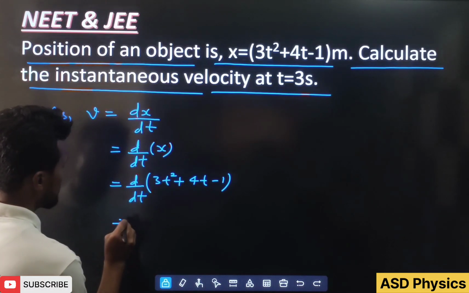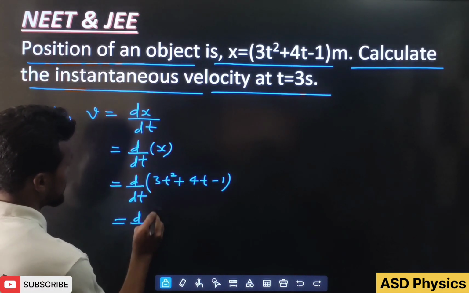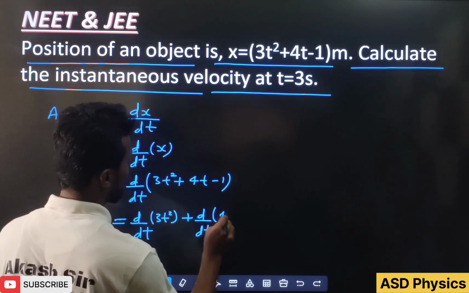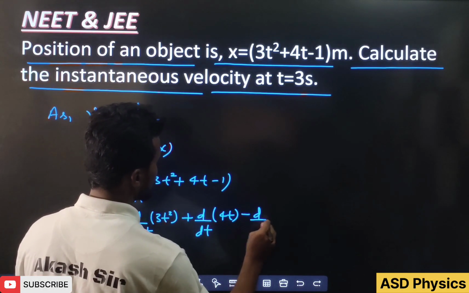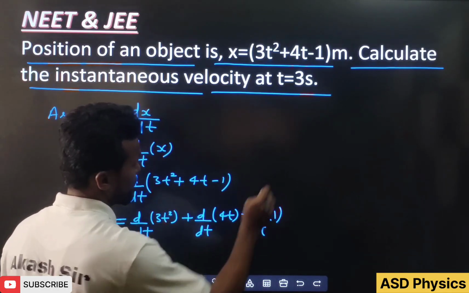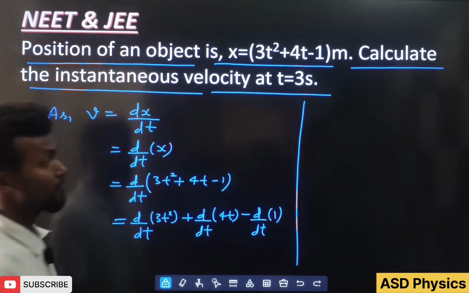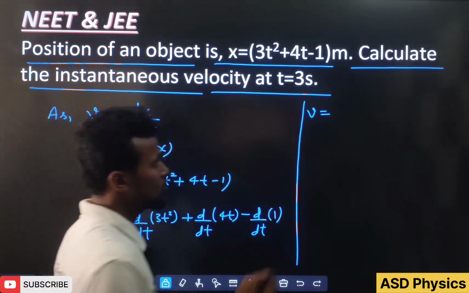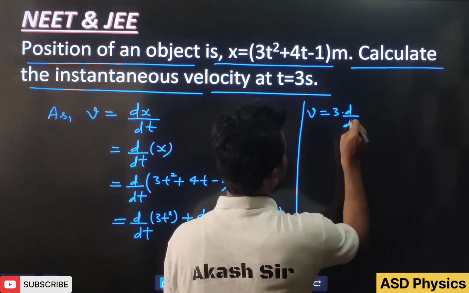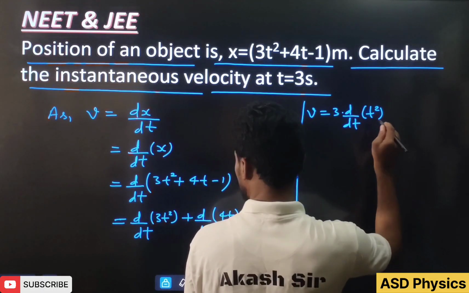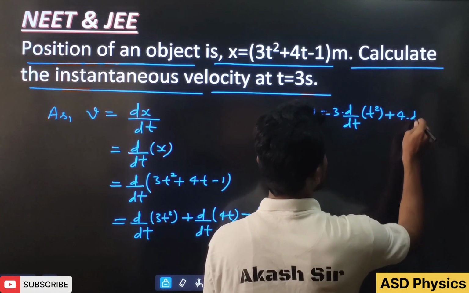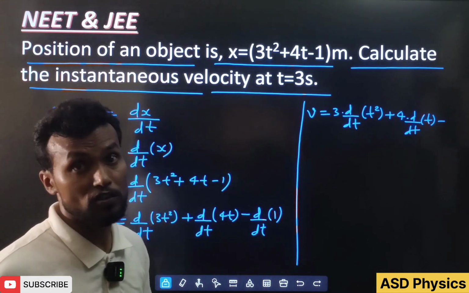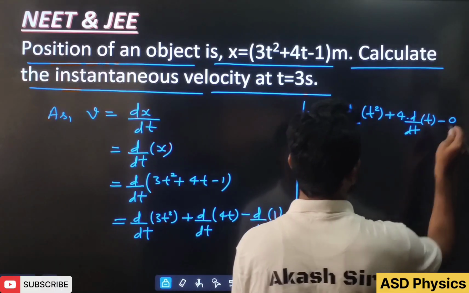Now we will just break it into parts. So d by dt of 3t square, very basic, d by dt of 4t, and minus d by dt of 1. Can you see very well? After that, see here, it is a product of constant and variable, so the constant will come outside. So 3 into d by dt of t square plus 4, the constant, into d by dt of t, minus d by dt of a constant. D by dt of a constant, always remember, is 0.